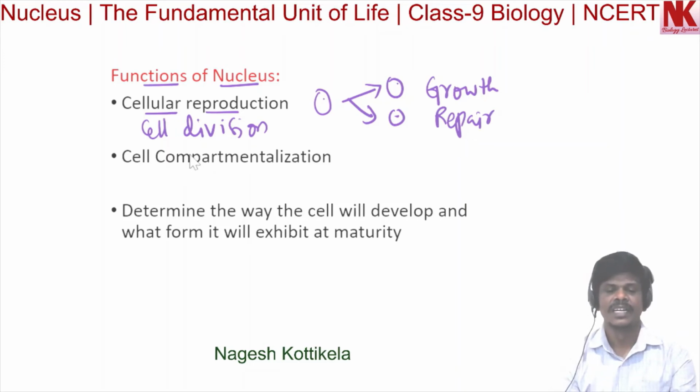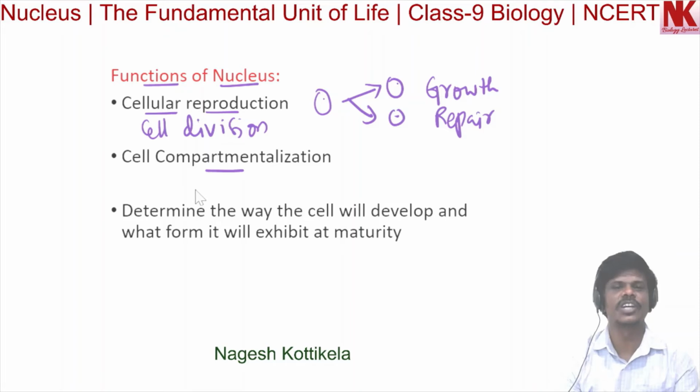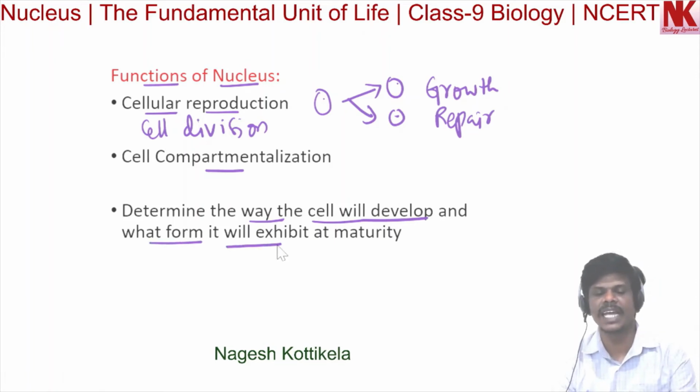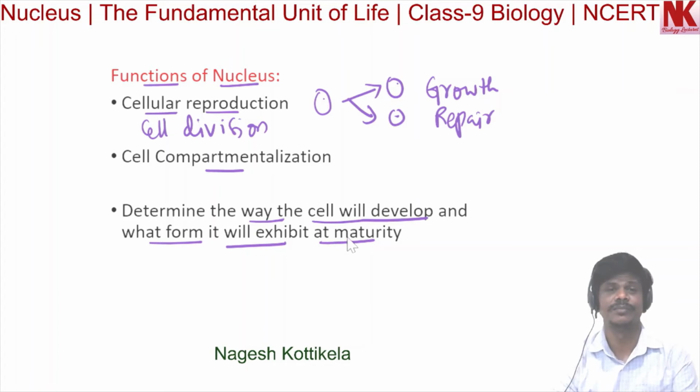Nucleus has an important role in compartmentalization. Nuclear envelope separates the contents of the nucleus from the cytoplasm. So the important activities are going on either side of the nuclear envelope. Now nucleus plays a very important role along with the environment in determining the way the cell will develop and what form the cell will exhibit at maturity.